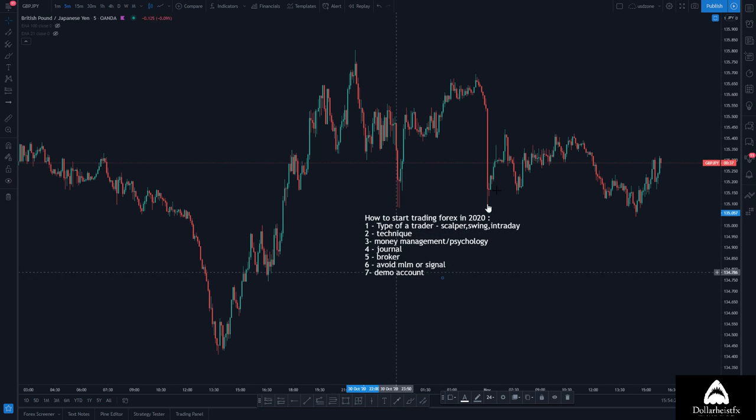These are the tools that you need in order to start trading forex in 2020. Other than that, I don't think there will be more, because these are the things that I use. I know myself. I am an intraday trader. Sometimes I'm a swing trader. I know my technique. I have my money management and psychology in check. I have a trading journal. Obviously, I have a broker that I use. I don't use signals or any MLM. But I did start my trading career on my demo account.